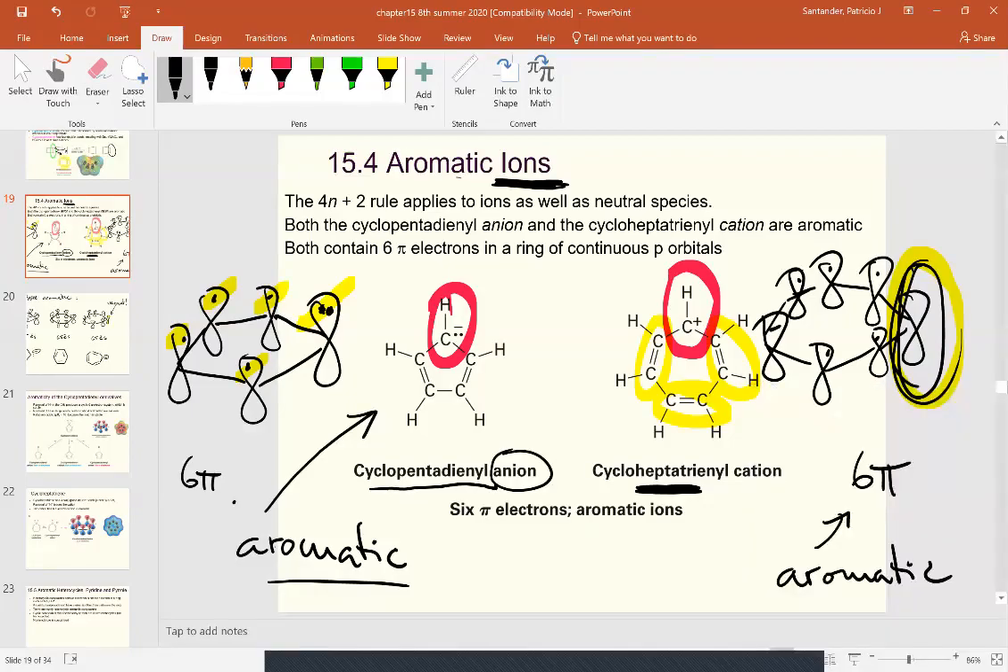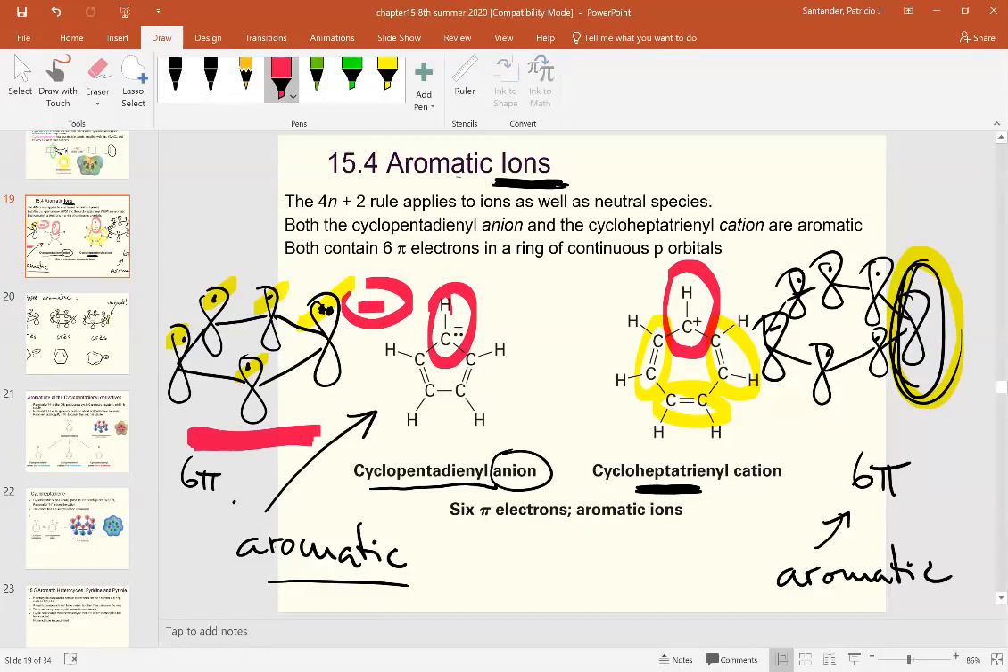Well, in the previous video, we said that we can also have ions that can be considered aromatic. And we got a couple of examples. One of them was the anion, this one here on the left. So this is the anion of the cyclopentadiene with a negative charge on this carbon atom. And then we have the cycloheptatrienyl cation. So we have a positive charge on one of the carbon atoms.